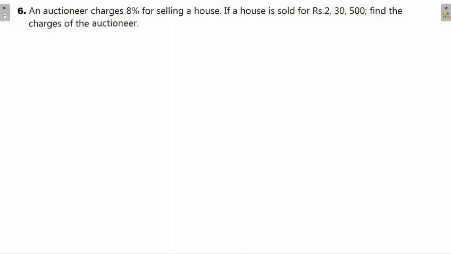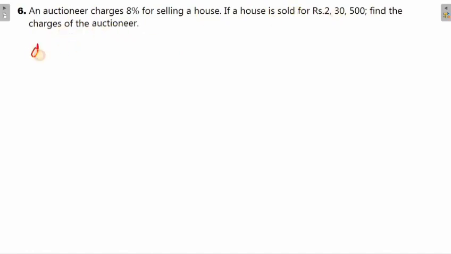Today I am starting with question number 6, which says an auctioneer charges 8% for selling a house. If a house is sold for 2,30,500, find the charges of the auctioneer. This is a direct question. Okay, so the question is asking you to find the charges of the auctioneer, isn't it?